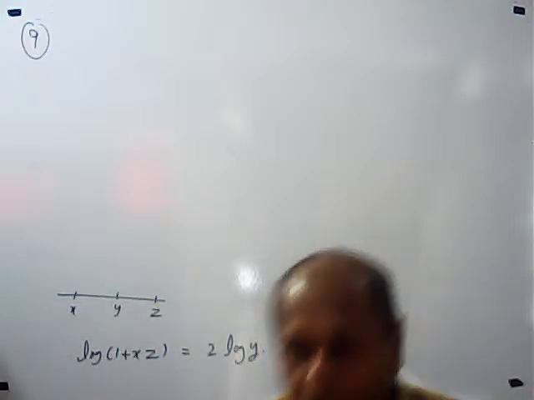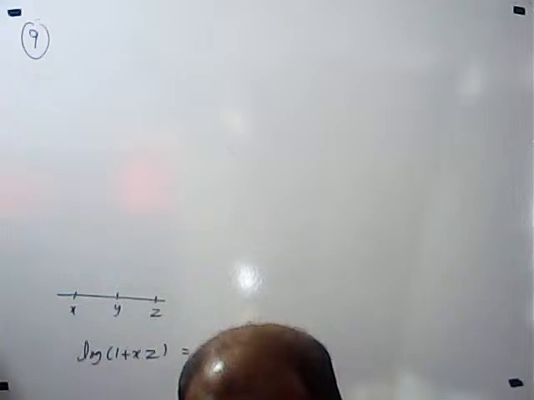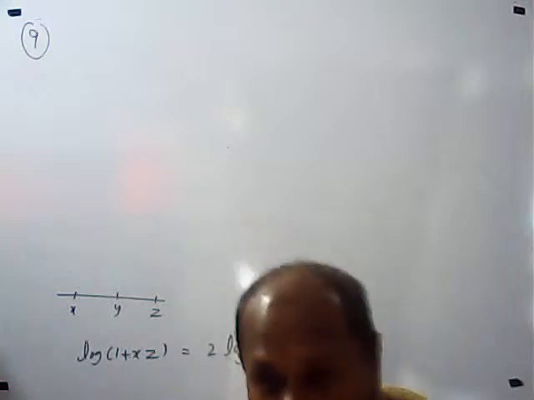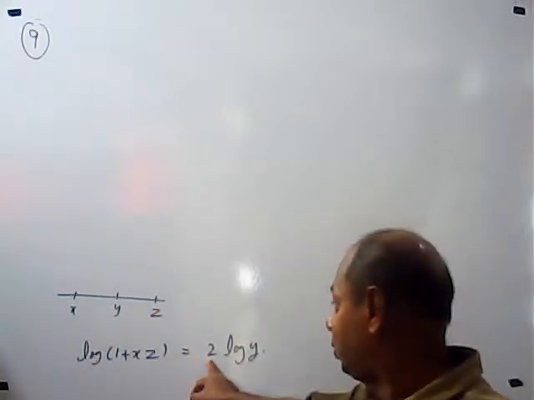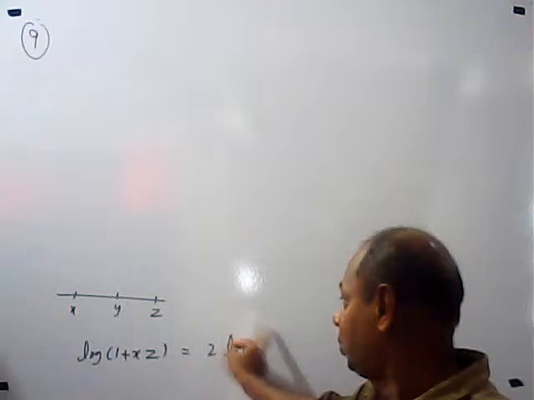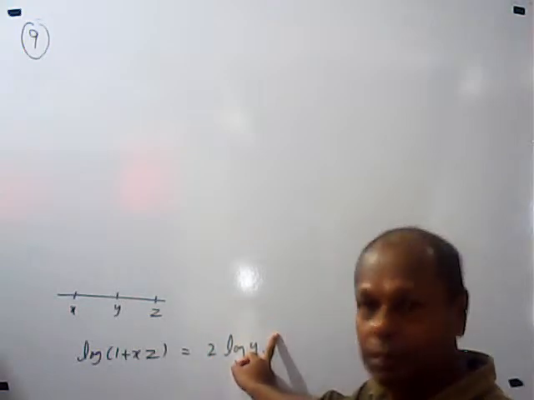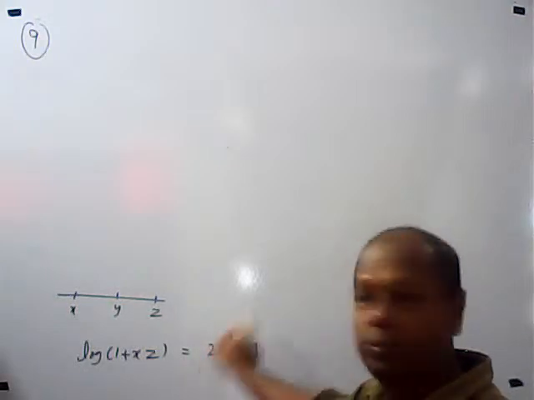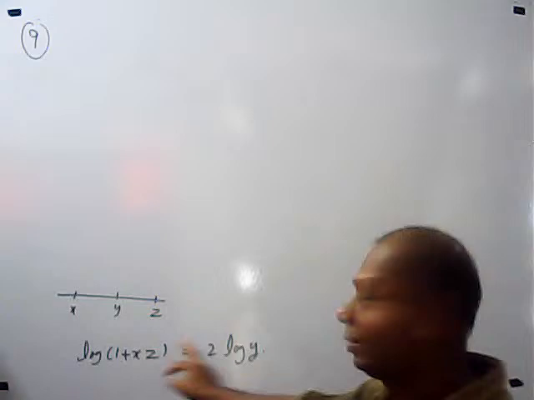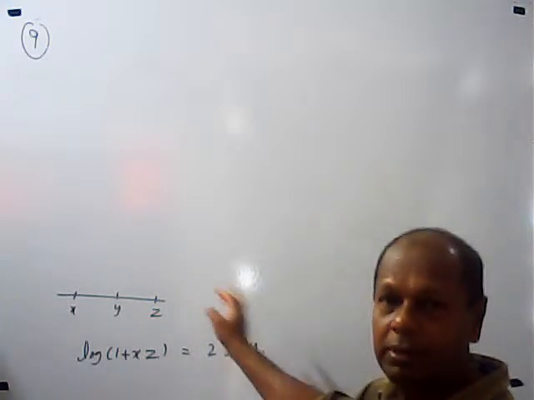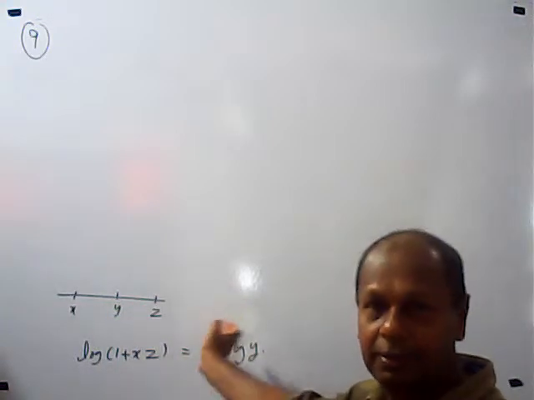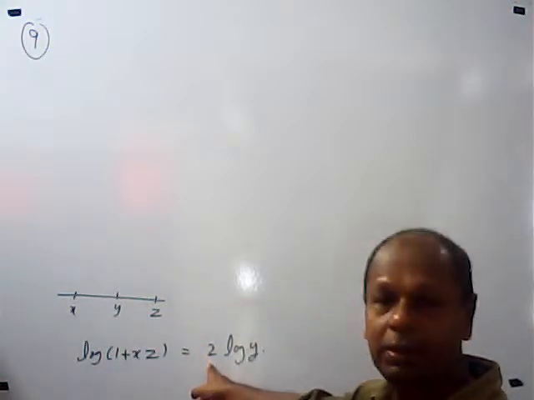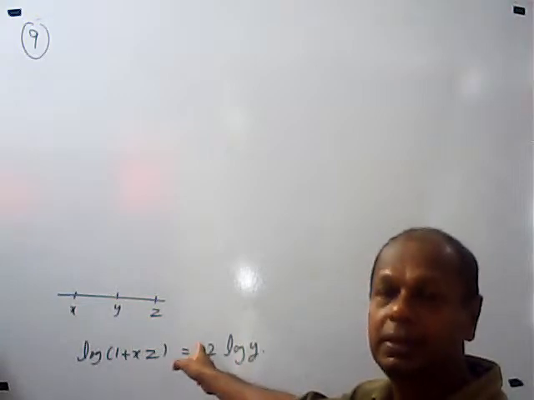The main thing: log on both sides, it's cancelled. You can get it cancelled if you take the 2 in, that will give y squared. If you take this 2 in, then it will be log of 1 plus xz equals log y squared. Cancel means then you can equate what is inside. Then you can do log of something equals log of something, but not with 2 here. But that's the key to solve this problem.